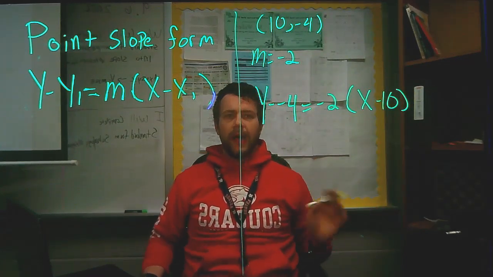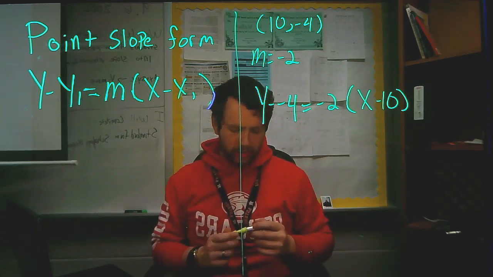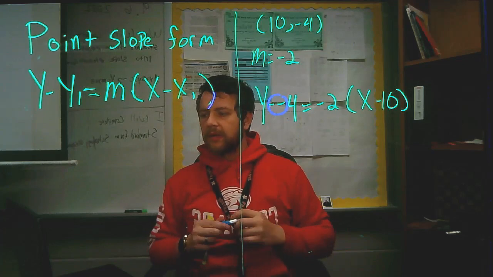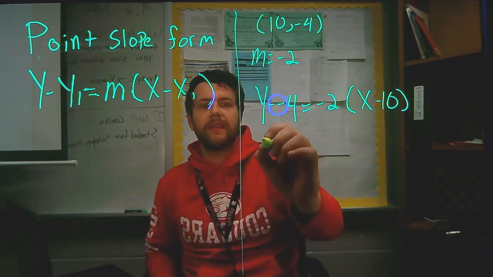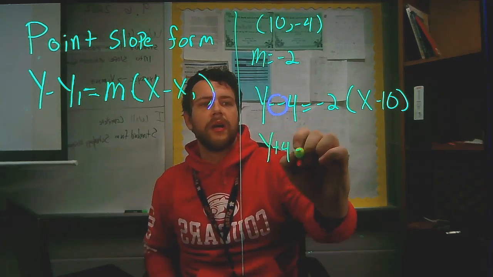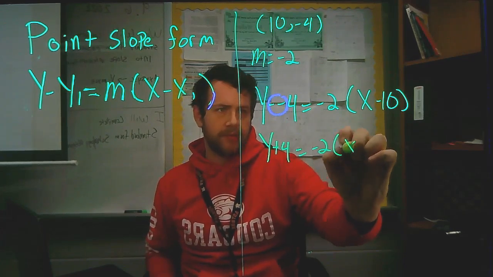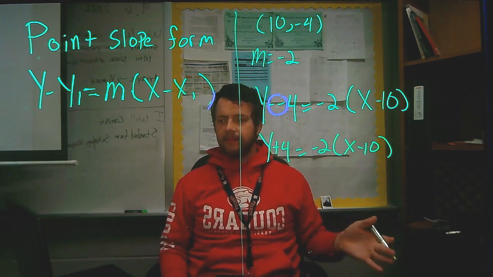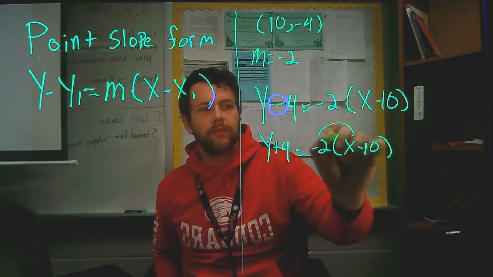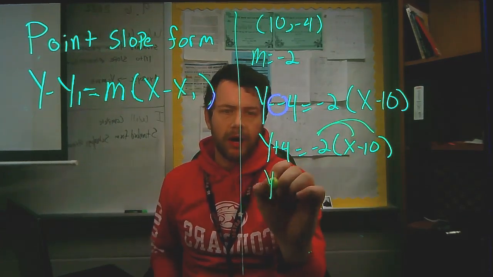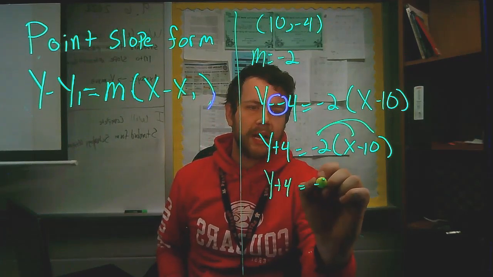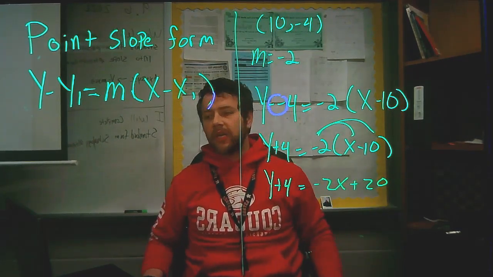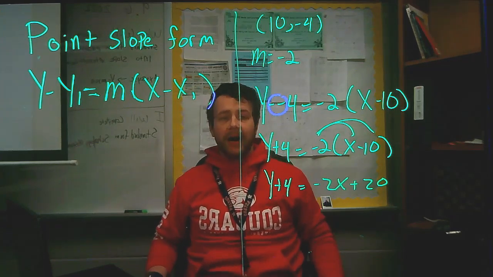Now there's a couple of little housekeeping things we have to deal with, and the first one is right here. This negative and negative need to make a positive. Anytime you have negative and negative, that's a positive. So I have y plus 4 equals negative 2 times x minus 10. It's very important that we rewrite everything every time. Let's distribute. So y plus 4 equals negative 2x plus 20, because negative 2 times negative 10 is positive 20.